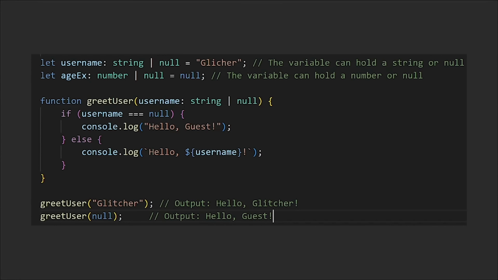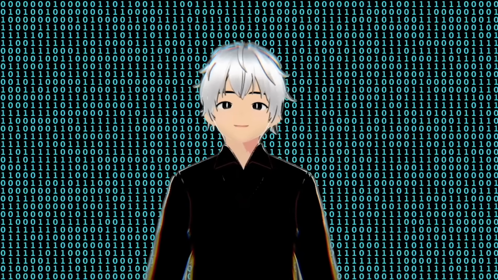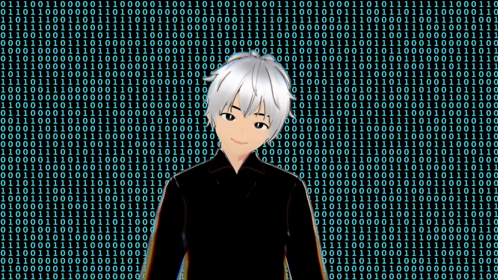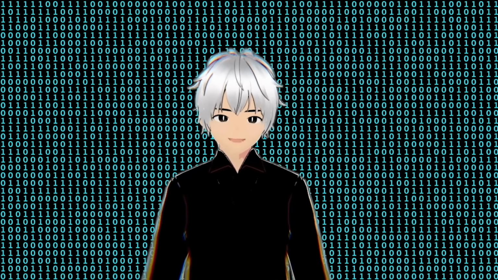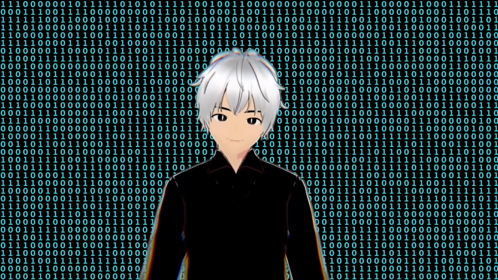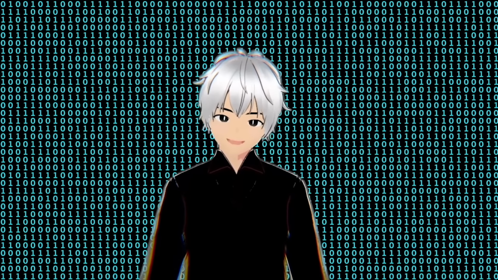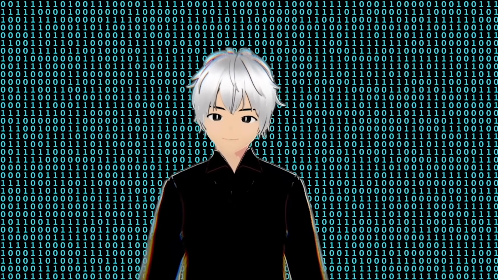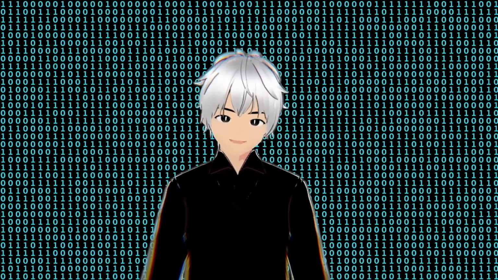Here is an example of using nullable types with function parameters. In this function, username is defined as a nullable string, so it can accept either a string or null. The function handles both cases, providing a default greeting for guests when username is null. Nullable types help improve code safety and clarity by explicitly indicating the possibility of missing or undefined data. However, developers should be cautious when using nullable types to avoid unnecessary null checks and ensure proper handling of null values in their code.